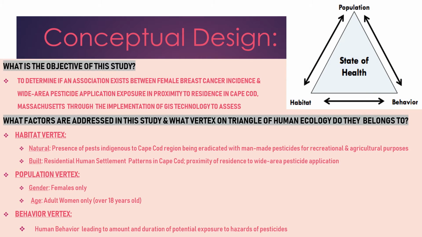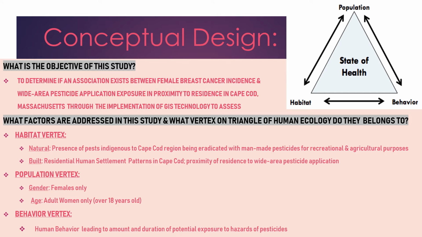For this research study, with regards to the conceptual design, the primary objective is to determine if an association exists between female breast cancer incidence and wide area pesticide application exposure in Cape Cod, Massachusetts, through the implementation of modern GIS technology. This study places a strong focus on the habitat vertex and studies factors in the natural part of the habitat, like the presence of pests that are indigenous to Cape Cod, and trying to eradicate those with man-made pesticides for both recreational and agricultural purposes.